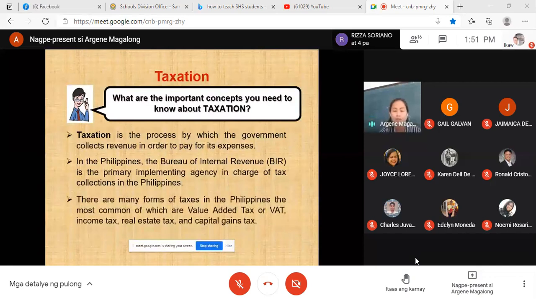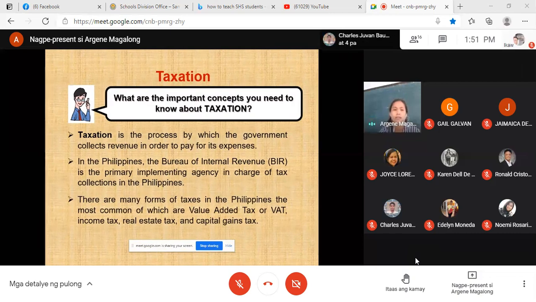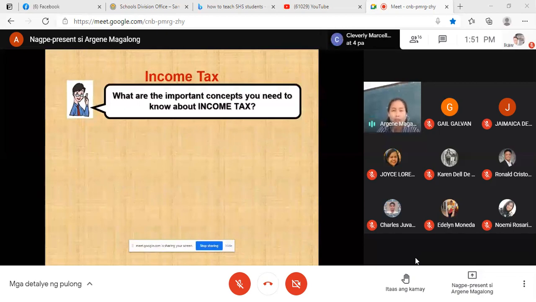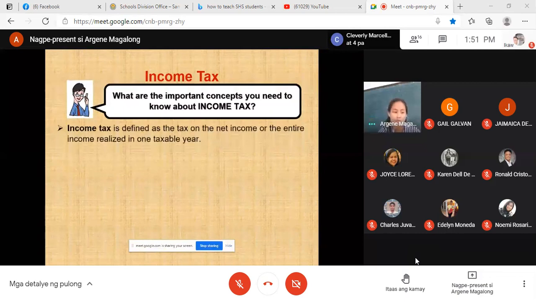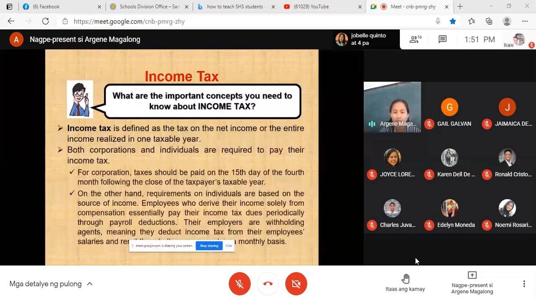Okay, so marami tayong forms ng taxes sa Philippines. So ang common dyan ay yung VAT or yung value added tax, income tax, real estate tax, and capital gains tax. Okay. So ano ba yung mga important concepts you need to know about income tax? So pag sinabi natin income tax, defined as the tax on the net income or the entire income realized in one taxable year. Okay. So, sa corporations and individuals, they are required to pay the income tax. So, sa mga corporations, taxes should be paid on the 15th day of the 4th month following the close of the taxpayer's taxable year.